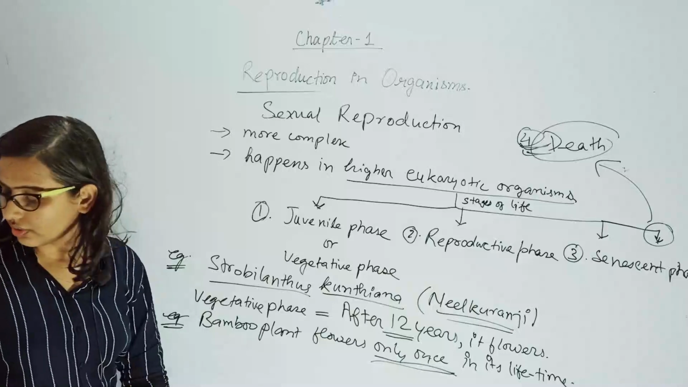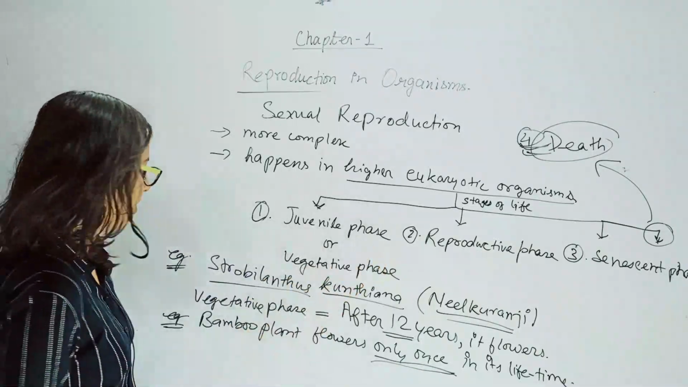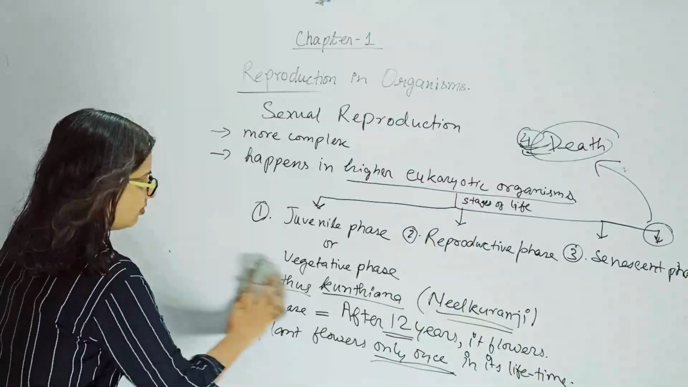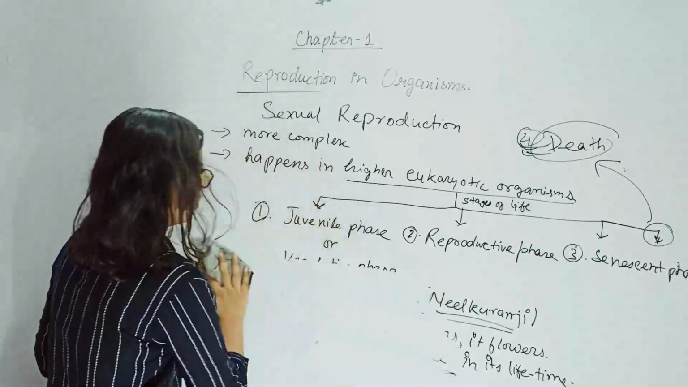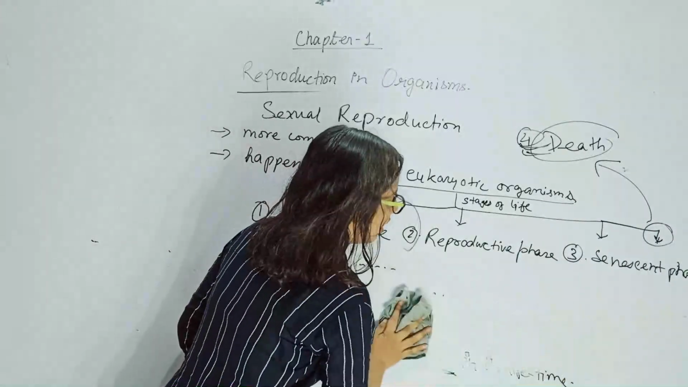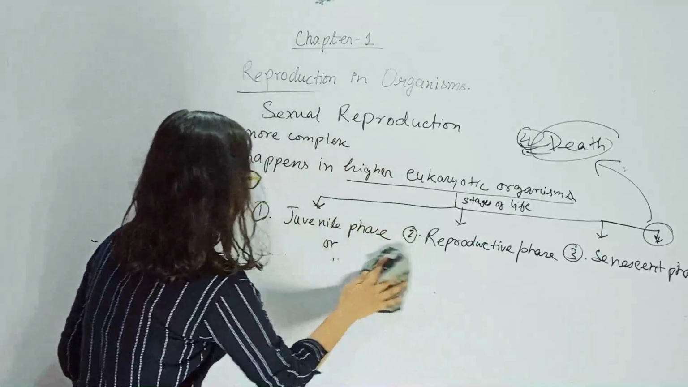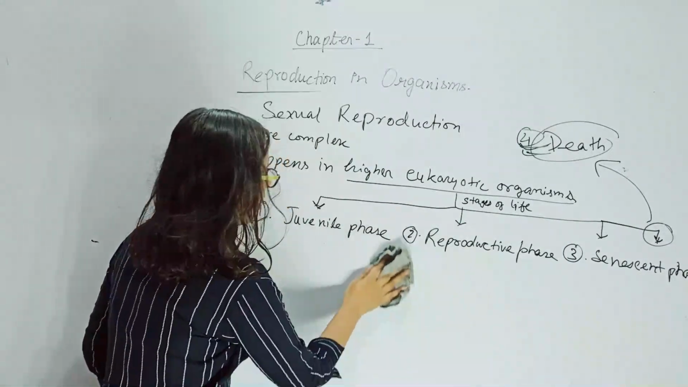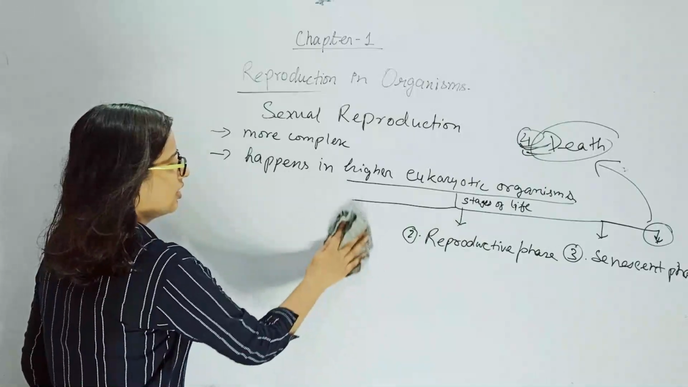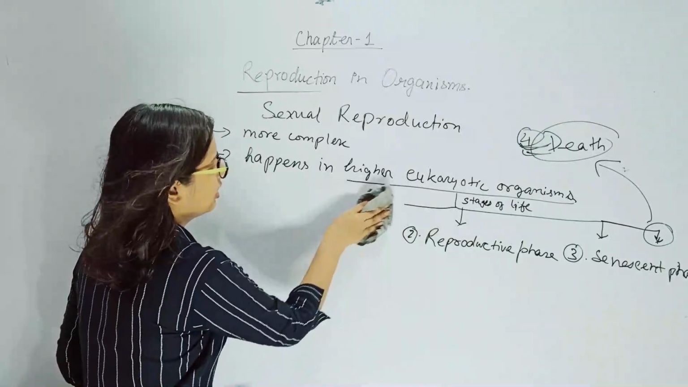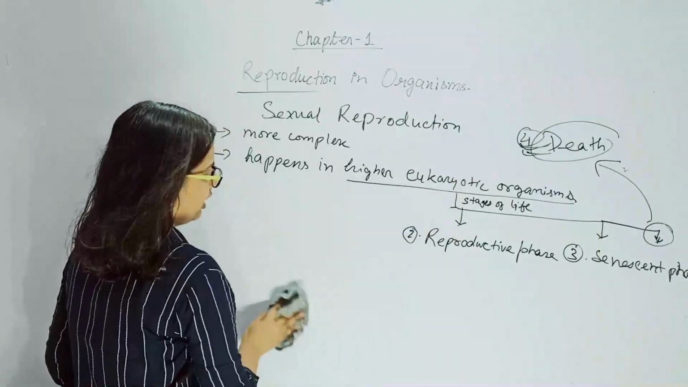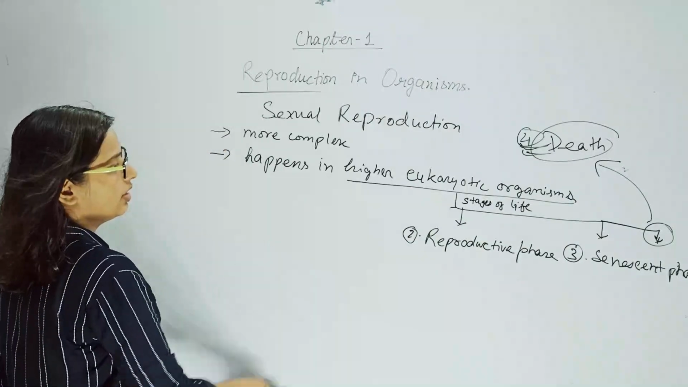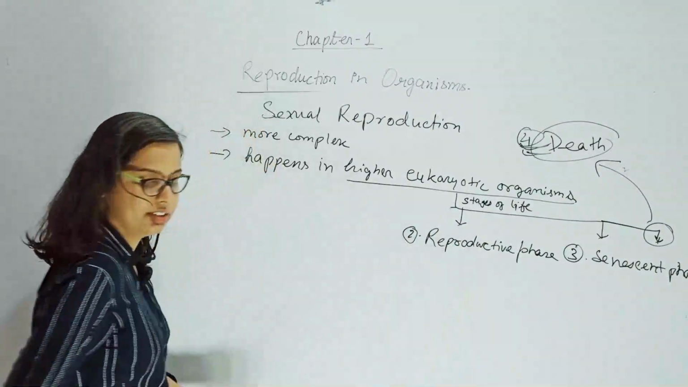Now we have to move finally to the reproductive phase. In the case of higher eukaryotes, there are 3 phases in their lifespan. The first one is the juvenile phase, the second one is the reproductive phase, the third one is the senescent phase. We have completed the juvenile phase. Now we are going to take up the reproductive phase.